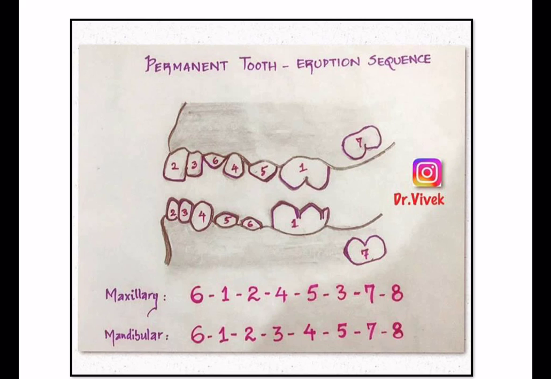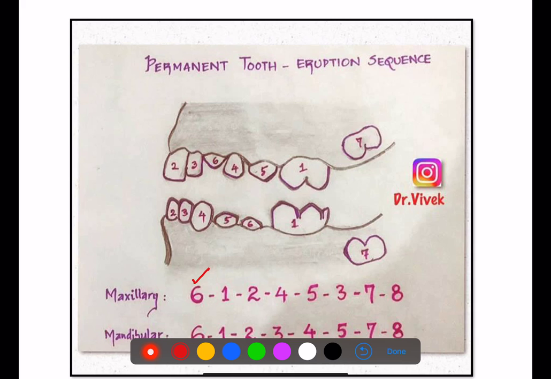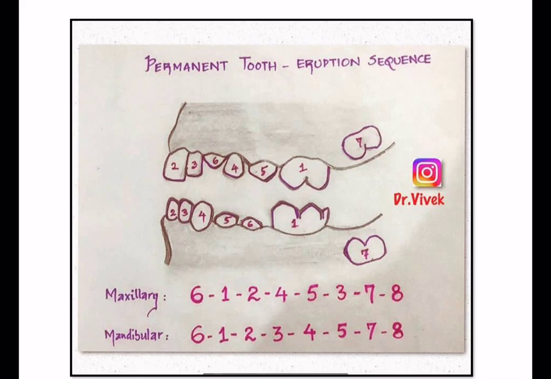Moving on to the permanent tooth eruption sequence, here you can see the maxillary tooth eruption and mandibular tooth eruption are different. So in maxilla, the tooth eruption follows this sequence, that is the first molar followed by the maxillary central, then the maxillary lateral, then maxillary first premolar, maxillary second premolar, maxillary canine, maxillary second molar and maxillary third molar, that is 6 1 2 4 5 3 7 8. Whereas in mandibular the sequence is a little bit changed, that is 6 1 2 3 4 5 7 8. So please note this eruption sequence in maxillary and mandibular dentition.